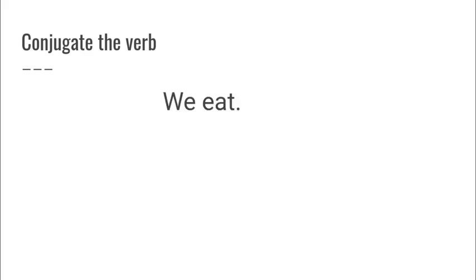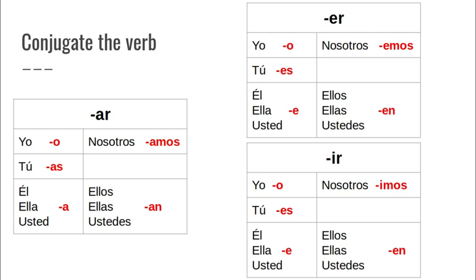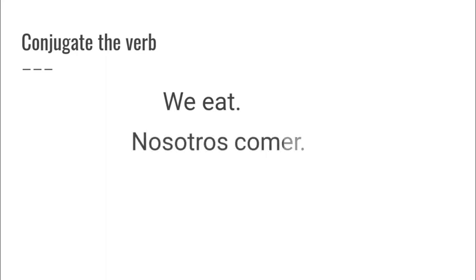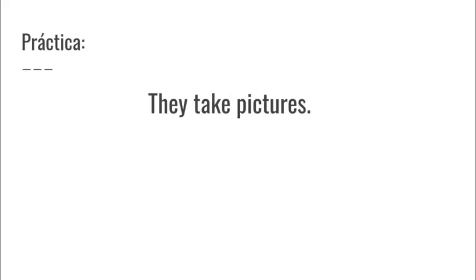All right, muy bien. Next verb, we eat. So we know it is nosotros. And then the verb is comer. It is an ER verb, so we'll have to look at our ER endings. What is the form for ER endings? Nosotros is emos. Okay, so we end up with nosotros comemos. We eat. Nosotros comemos. Muy bien, or we could just say comemos. That nosotros is optional. So we're going to do some practice now.